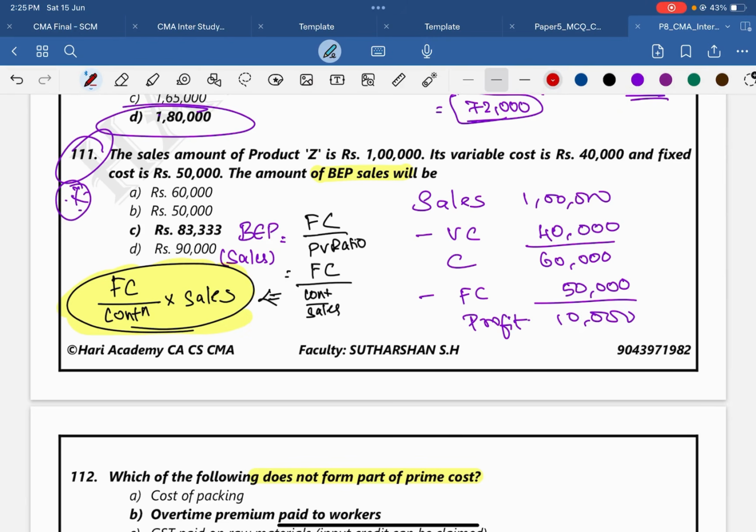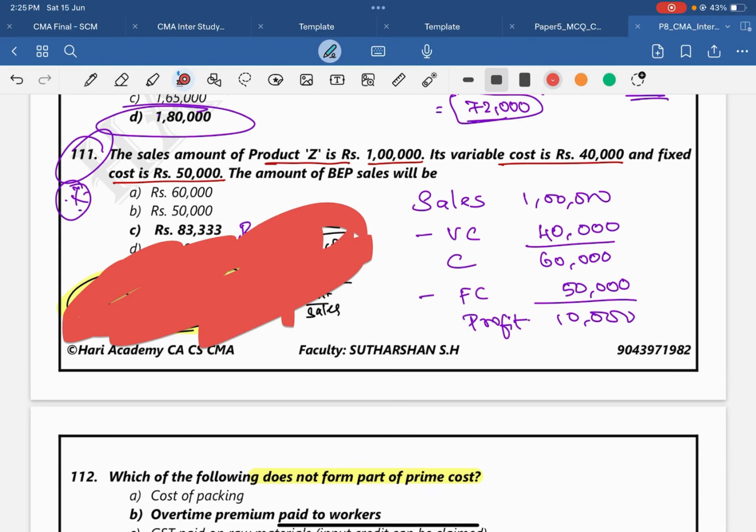The question is, the sales amount of product Z was 1 lakh, variable cost is 40,000 and fixed cost is 50,000. What is the break-even sale? Many of you will forget this part. First you will find sales, then subtract the variable cost to find the contribution. From that contribution, you reduce fixed cost and arrive at a profit. What is the break-even point formula? Break-even point is fixed cost divided by contribution into 100. The fixed cost is 50,000.